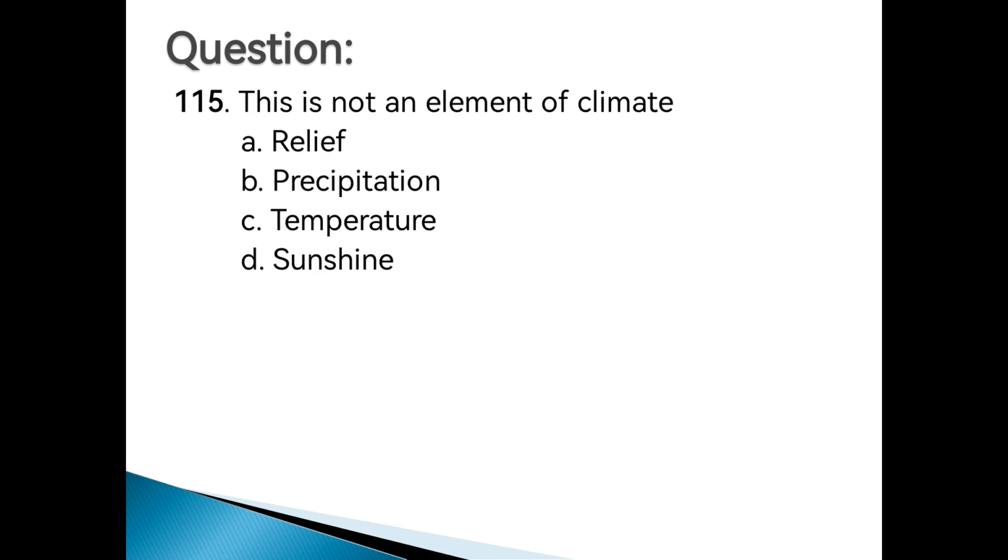115. This is not an element of climate. A. Relief, B. Precipitation, C. Temperature, D. Sunshine. The correct answer is A. Relief.